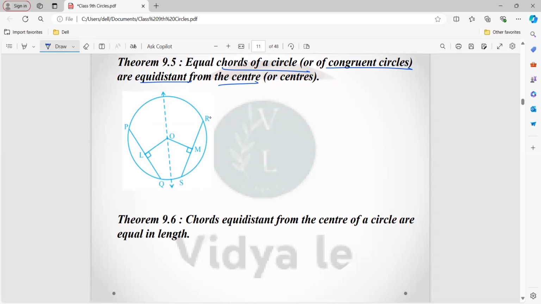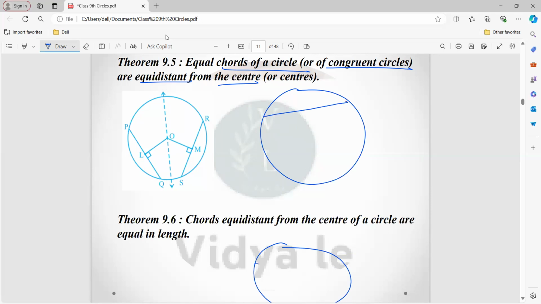Now theorem 9.5: equal chords of a circle or of congruent circles are equidistant from the center. That is, if I take two congruent circles, that is, with the same radius, and two chords AB and CD that are equal. Equal chords of a circle are equidistant from the center. If I take the distance of this chord from the center and of this chord from the center, this distance is the same. That is, OL is equal to OM, right? And similarly for the same circle as well.